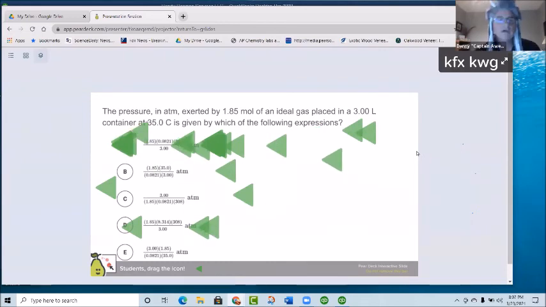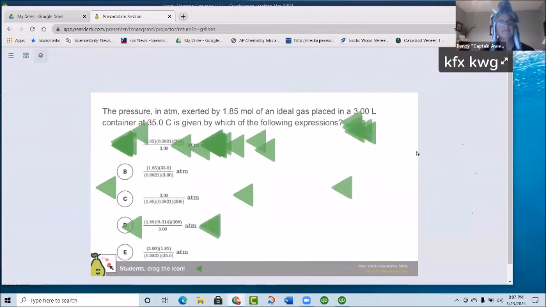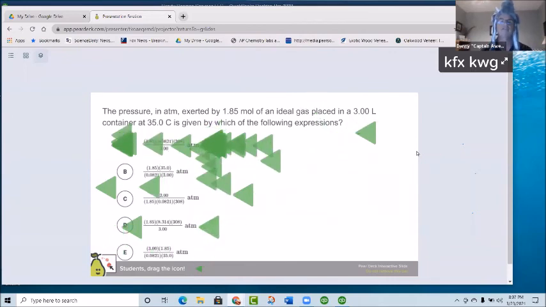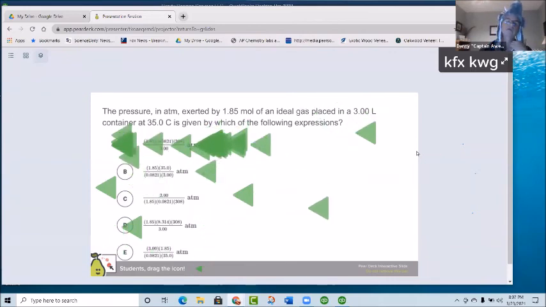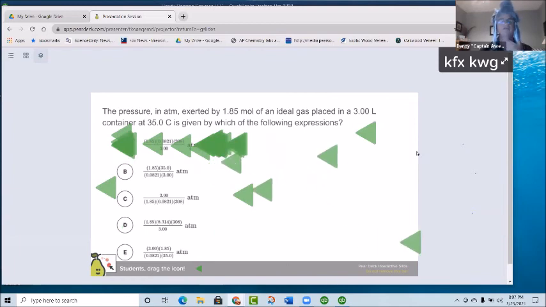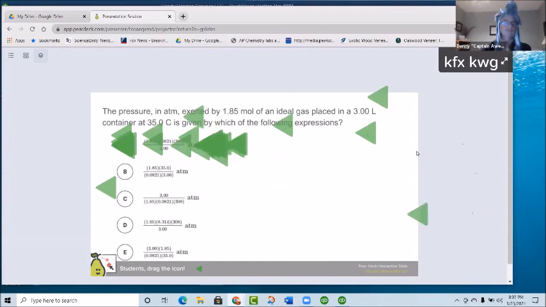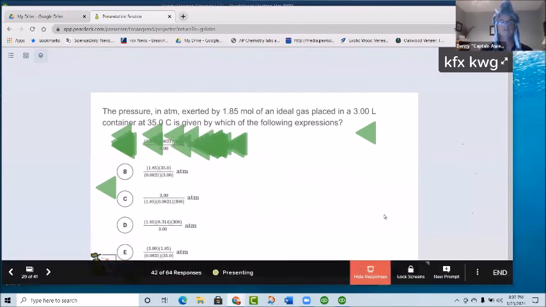All right, so a lot of y'all are picking A. A couple of y'all are picking D, and D is not a horrible answer. The problem with D is it's the wrong R value. When you're looking for atmospheres, you're using 8.314, which doesn't have atmospheres in it. So you'd want the R value from the reference sheet that goes with atmospheres. So the correct answer there would be A.